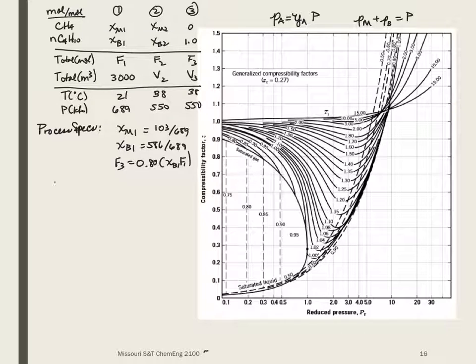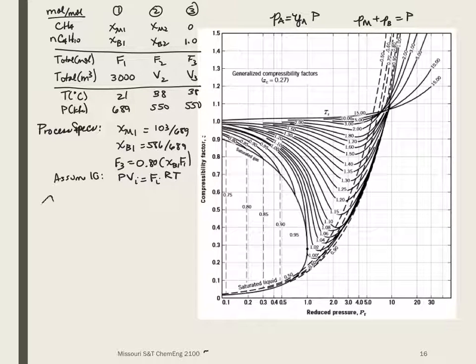And since I'm assuming an ideal gas, then I also know that PV is equal to the flow rate for any stream times RT. So this is my basic information that I have here.